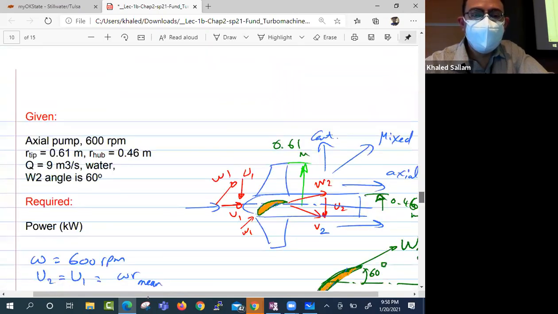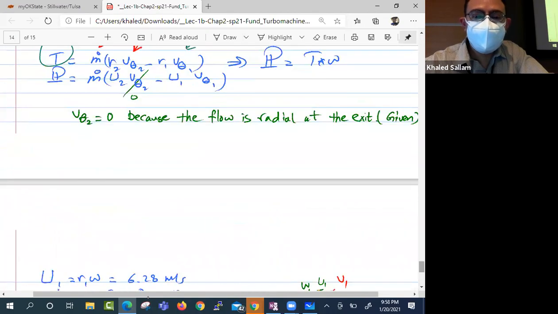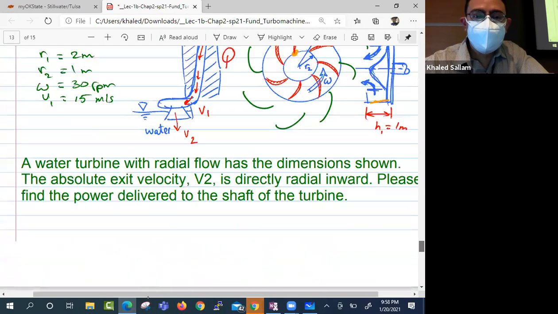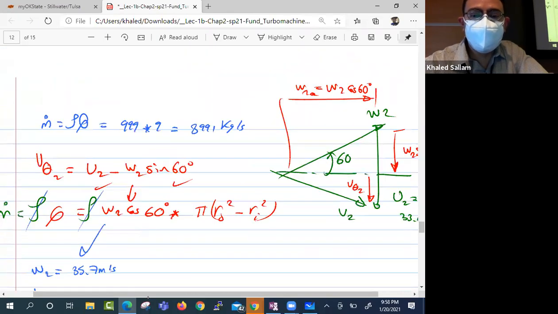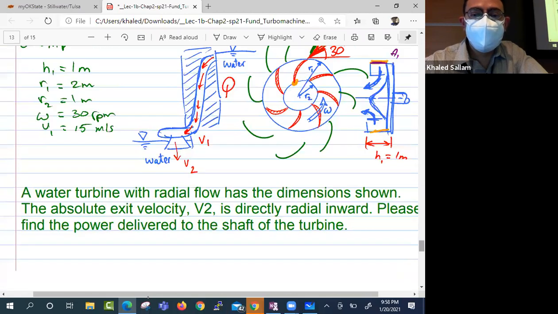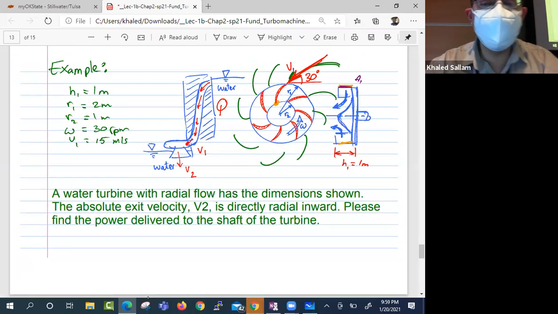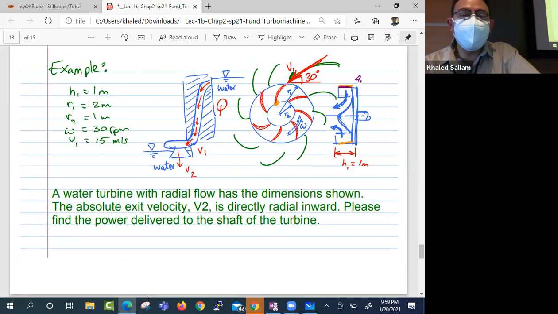So they will tell you like this: a water turbine with radial velocity has the dimensions shown. The absolute exit velocity V2 is directly radially inward.